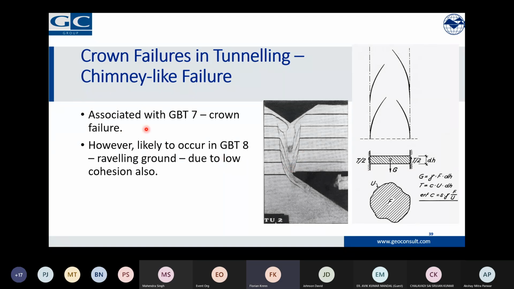And I mentioned here it's usually associated with a ground behavior type 7, crown failure. But when we have raveling ground, which is described as a ground which has no cohesion, where the blocks are loose, it can also occur when the failure occurs in the crown area. But raveling ground is more general, so the failure can also cover anything at the face or on the sidewall.